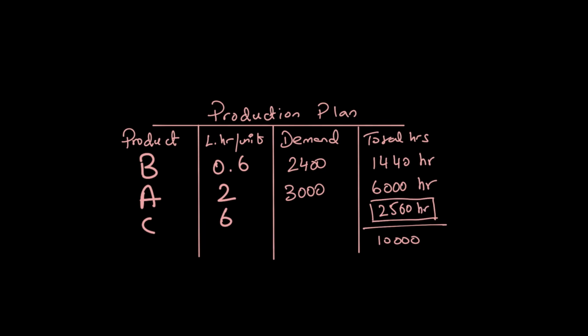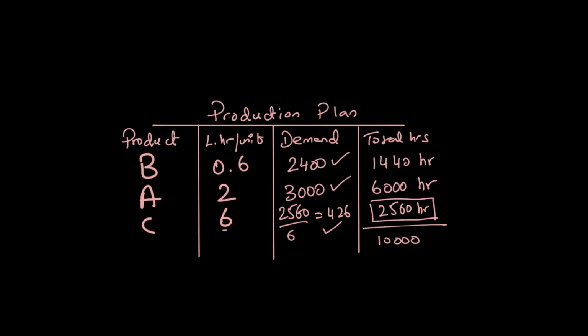So you can allocate 2560 hours to product C that consumes 6 hours per unit. So if I do 2560 divided by 6, I should get 426 units of C can be made. All right, so your new production plan is 2400 units of B first, 3000 units of A, and 426 units of C. So you guys can see when your limiting factor changes, your priority or preferences will also change, and so will the production plan over here.